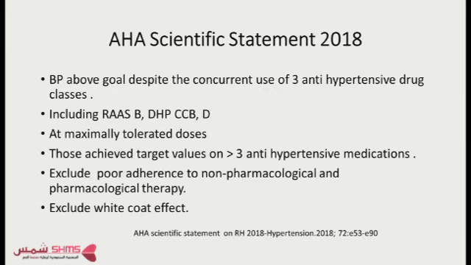Now, we also had the AHA scientific statement of 2018, where it said blood pressure above goal despite the current use of 3 antihypertensive drugs, including RAS blockade, diuretics, and CCB, at maximum tolerated doses, and those who achieve target on more than 3 antihypertensive medications. They had to exclude non-adherence and exclude the white coat effect.